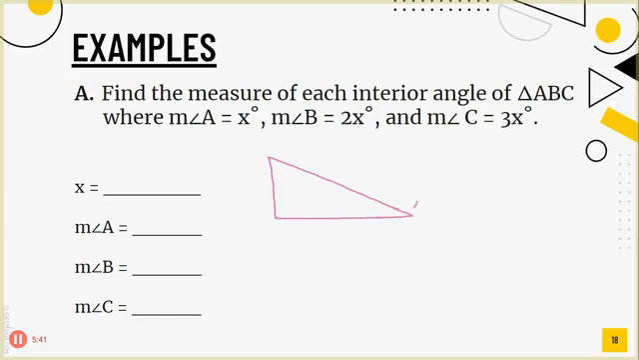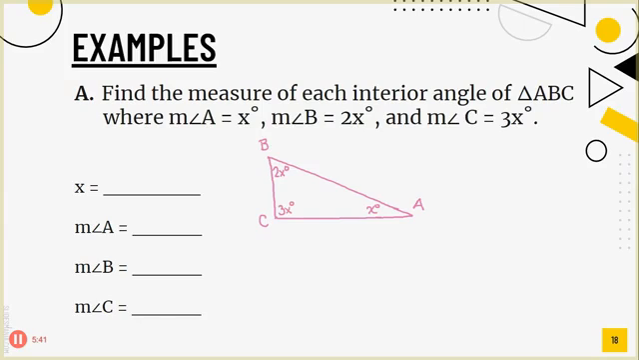So I'm going to name mine A, and I'm going to go counterclockwise, B, and C. And then I'm going to label it because I do know some information. It says the measure of angle A is X, so I know that this angle is X degrees. It says angle B is 2X degrees, and angle C is 3X degrees.